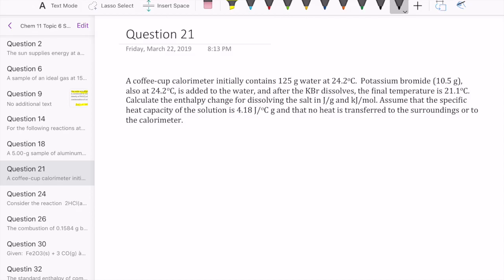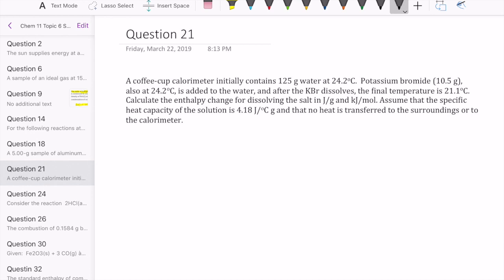Okay, let's take a look at question 21, problem set 6. This is a calorimeter question, coffee cup calorimeter. It says that you started with a calorimeter with some water in it at a certain temperature, and then you put some potassium bromide inside the coffee cup calorimeter, and after the potassium bromide dissolves, the final temperature is only 21.1 degrees. So the temperature of that calorimeter solution has dropped. So the question is, what's the enthalpy change for that process where the potassium bromide dissolves?